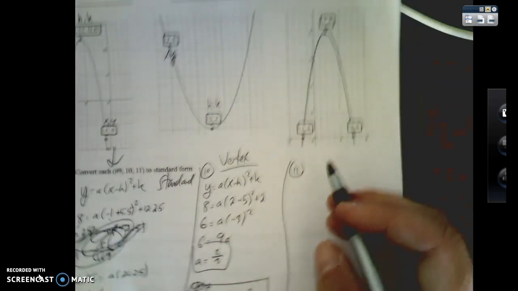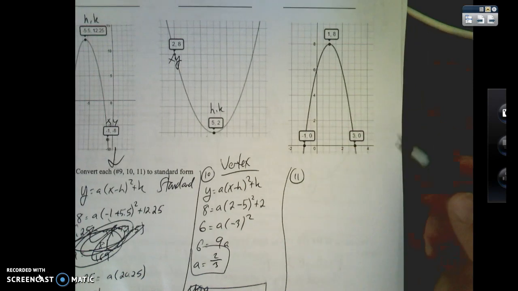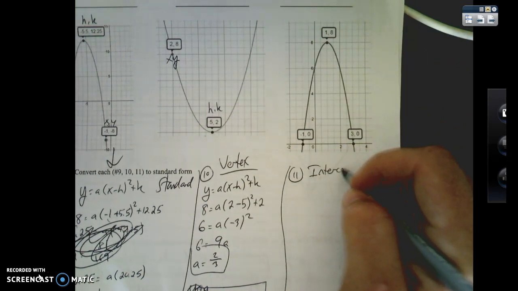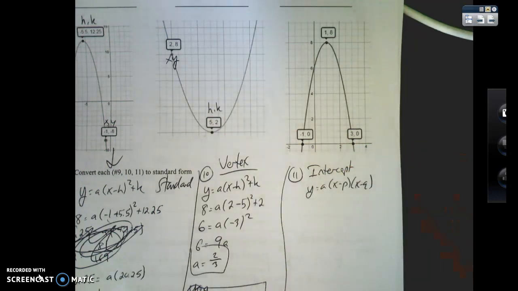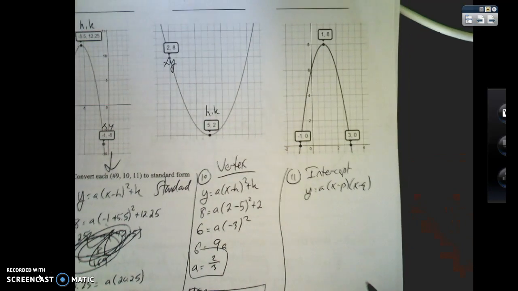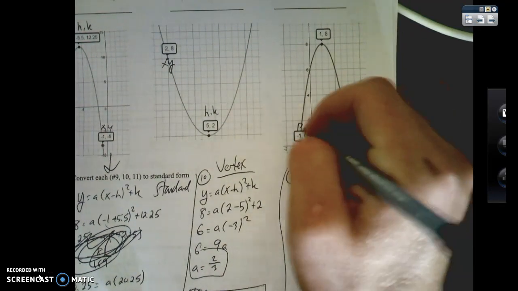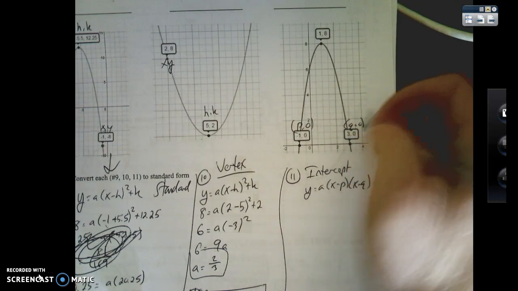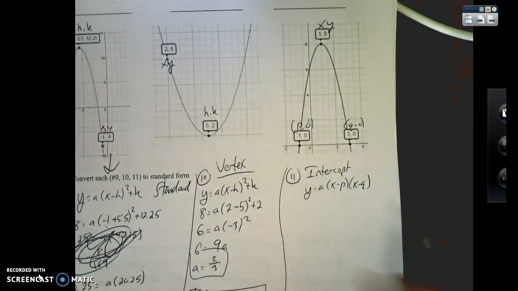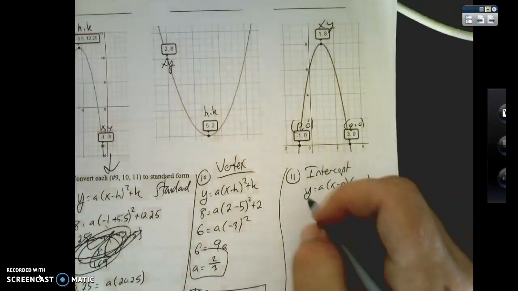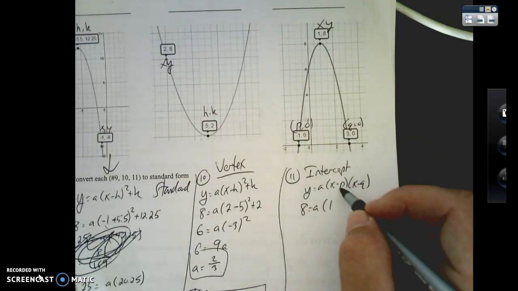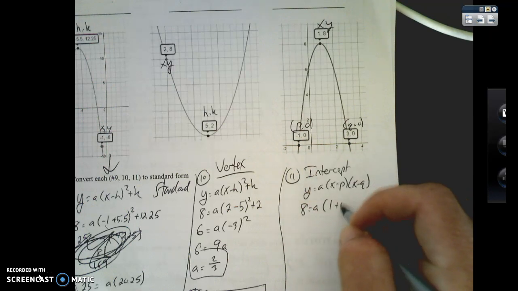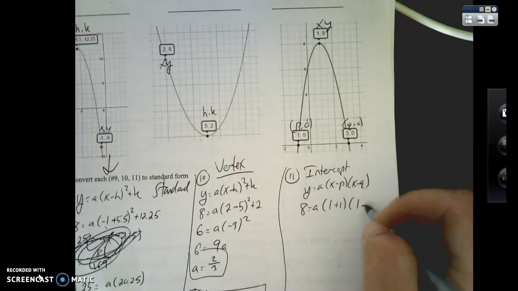Finally, 11. This is the weird one. This is intercept form. This is also not that bad. It's y equals a(x minus p)(x minus q). The only thing you got to remember is, for this one, this is your p, comma 0, this is your q, comma 0, and then this is your x, y. Even though we've been talking about this being your h, k, it can also be an x, y. When I plug things in here, I get 8 equals a, my x is 1, my p is negative 1, so minus negative 1 becomes plus 1, and then 1 minus 3.